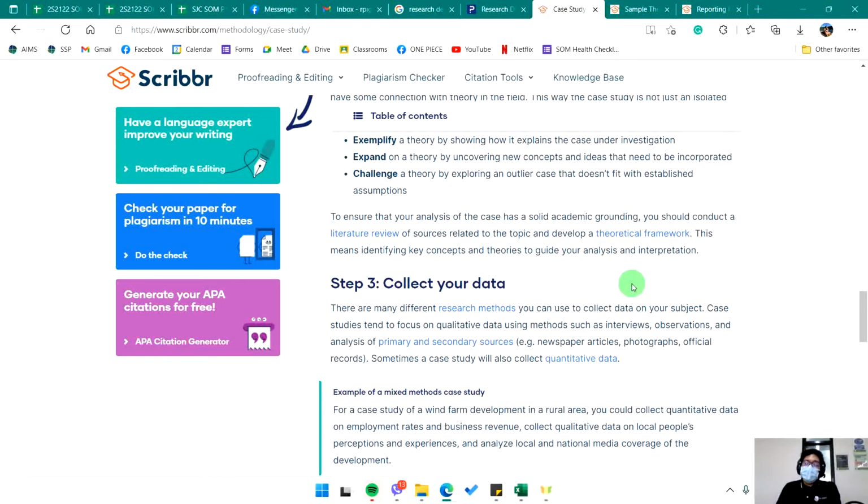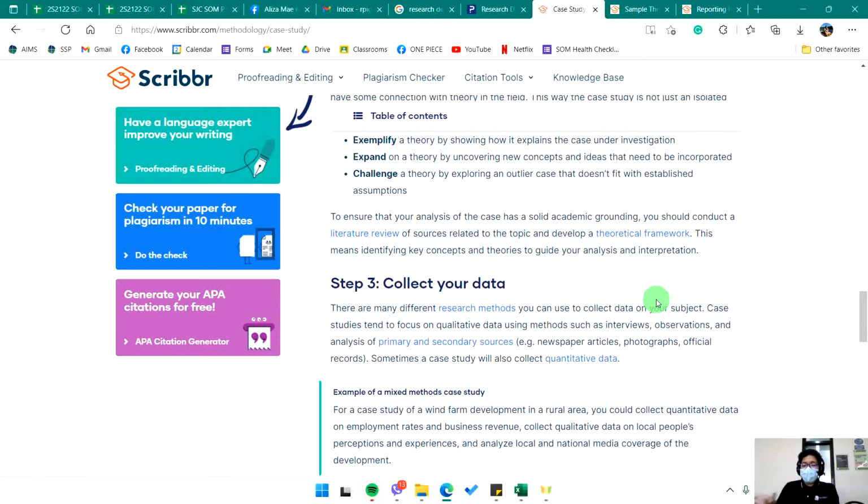Usually, di ba, sinabi ko nga, case study is done for qualitative research designs. So you can conduct interviews, you can conduct observations, and you can even conduct analysis of primary and secondary sources such as newspaper articles, photographs, and official records. So kung ano yung mga nakita ninyo before doon sa chapter 2, pwede nyo ring gamitin iyon as your concrete data itself. And from that concrete data, you will analyze it now based from the model that you have found as your theoretical framework. So ganoon kadali.